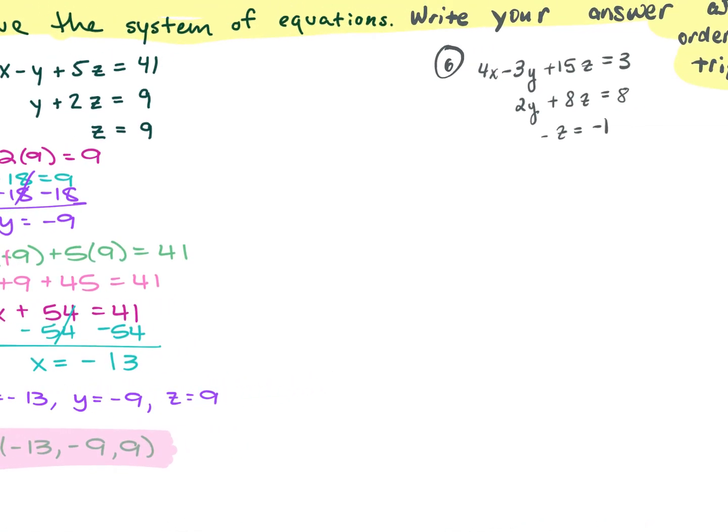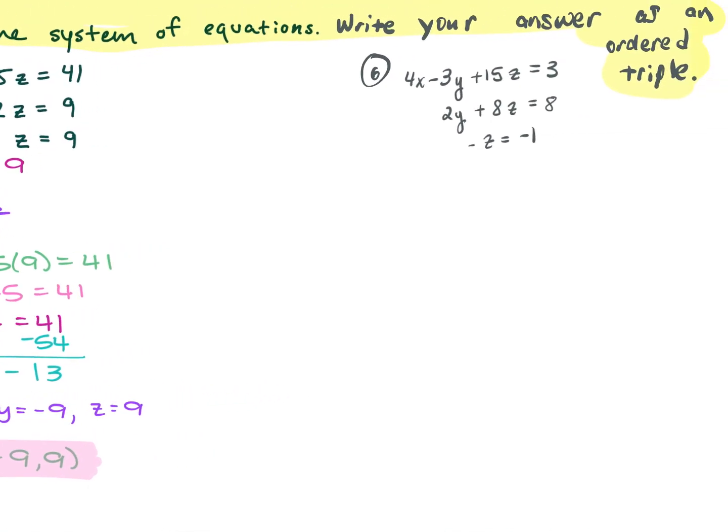For number 6, we have 4x minus 3y plus 15z is equal to 3, 2y plus 8z is equal to 8, and negative z is equal to negative 1. If we solve for z, we would just move that negative over by dividing it from each side, and that gives us that z is equal to positive 1. Use that to find y.